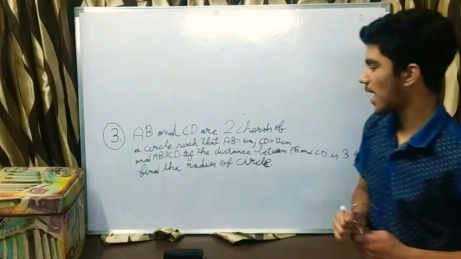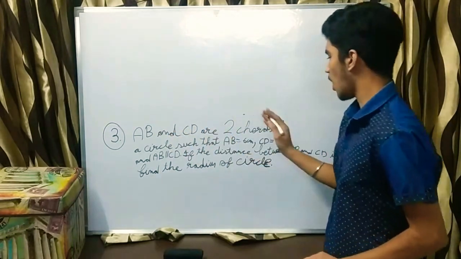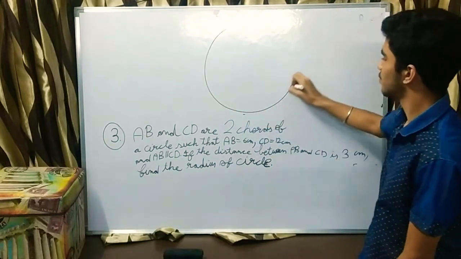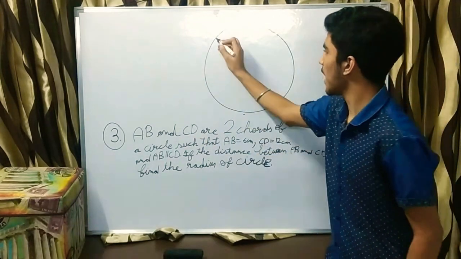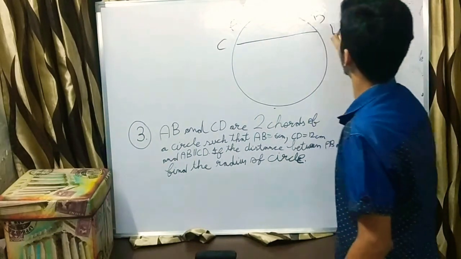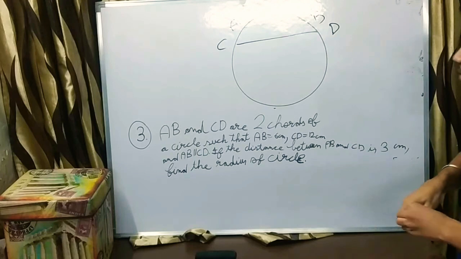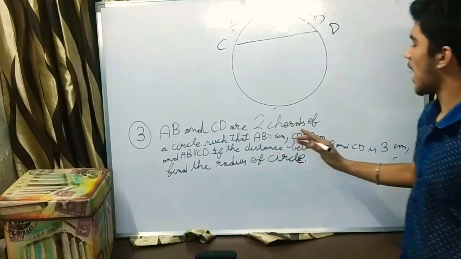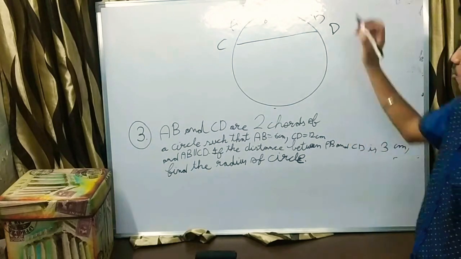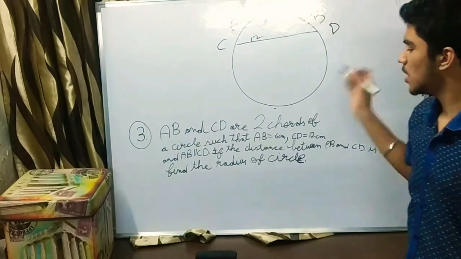Now the third question says that AB and CD are two chords of a circle. So let us draw a circle first. AB and CD. So these are the two chords of a circle such that AB is equal to 6 centimeter and CD is equal to 12 centimeter.